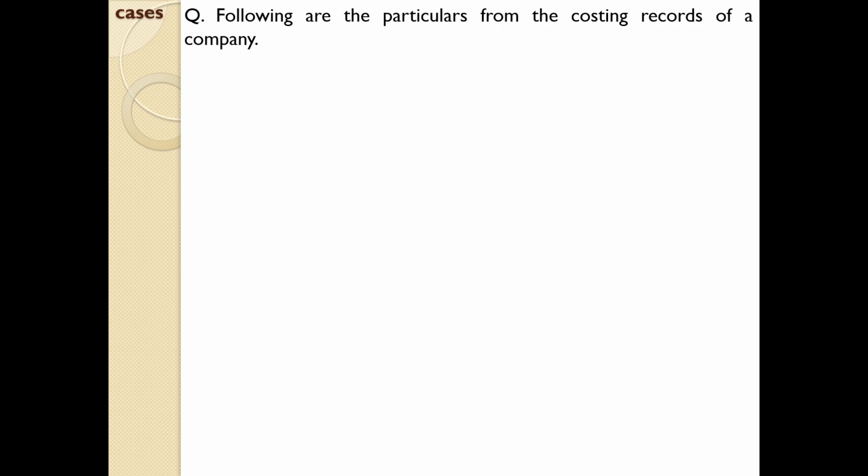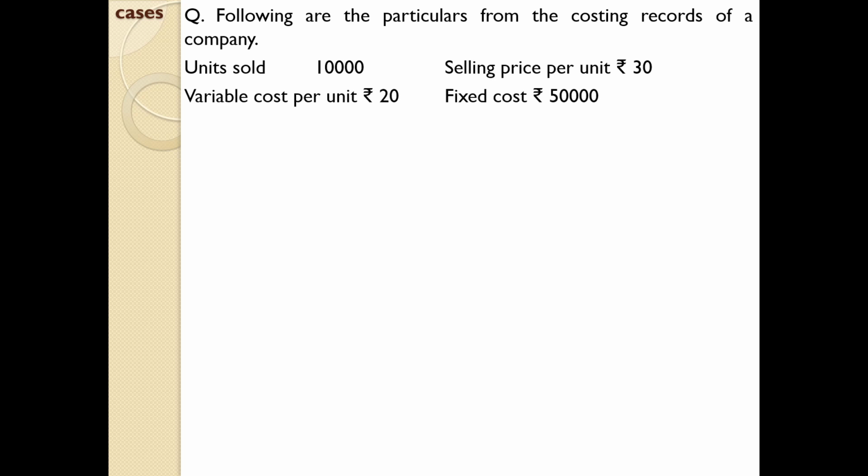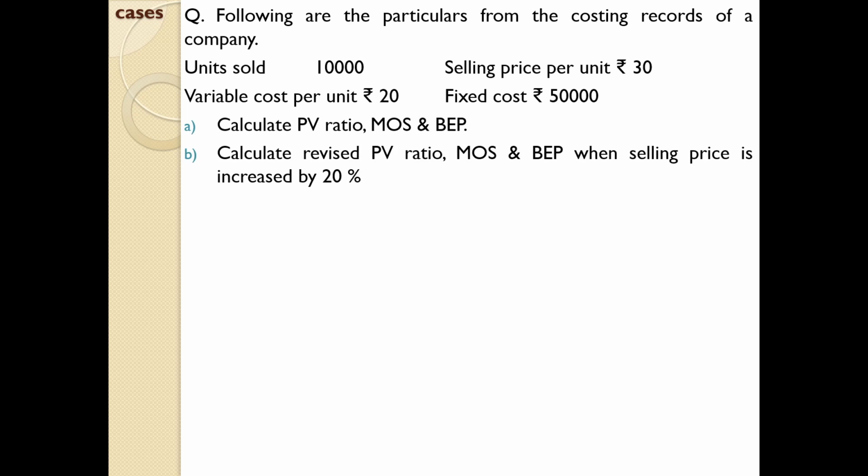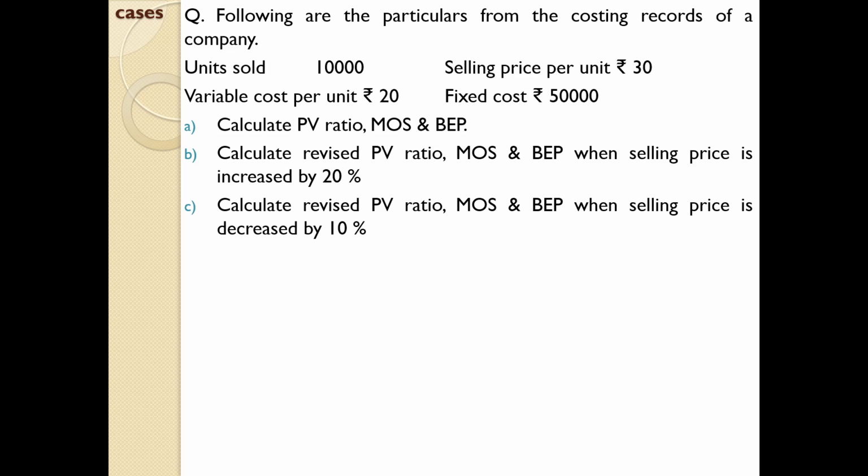Various cases. From the following particulars from the costing records of a concern: units sold 10,000, selling price per unit is 30, variable cost per unit is 20, and fixed cost is 50,000. Calculate PV ratio, margin of safety, and break-even point, and calculate the revised PV ratio, margin of safety, and break-even point when selling price is increased by 20%. And finally, calculate the revised PV ratio, margin of safety, and break-even point when selling price is decreased by 10%.